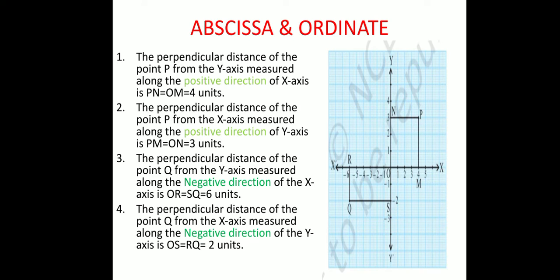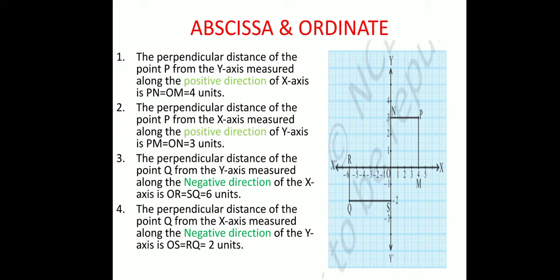Now what are abscissa and ordinate? Let us see why this system is so basic to mathematics and how it is useful. Consider the following diagram where the axes are drawn on a graph paper. Let us see the distance of the points P and Q from the axes. For this, we draw perpendiculars PM on the x-axis and PN on the y-axis. Similarly, we draw perpendiculars QR and QS as shown in the figure.